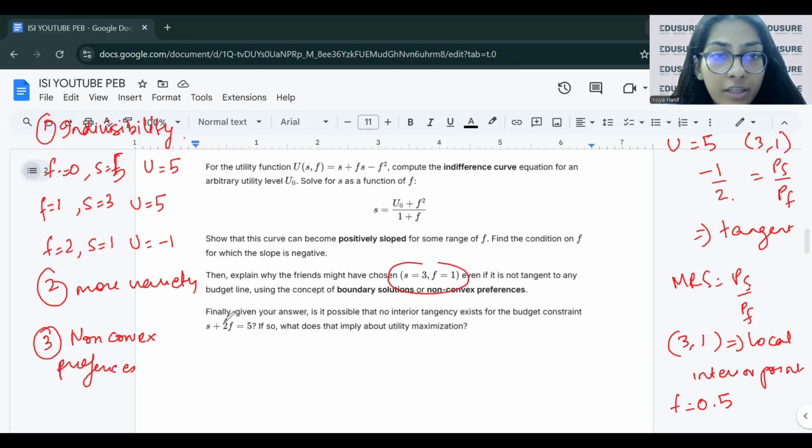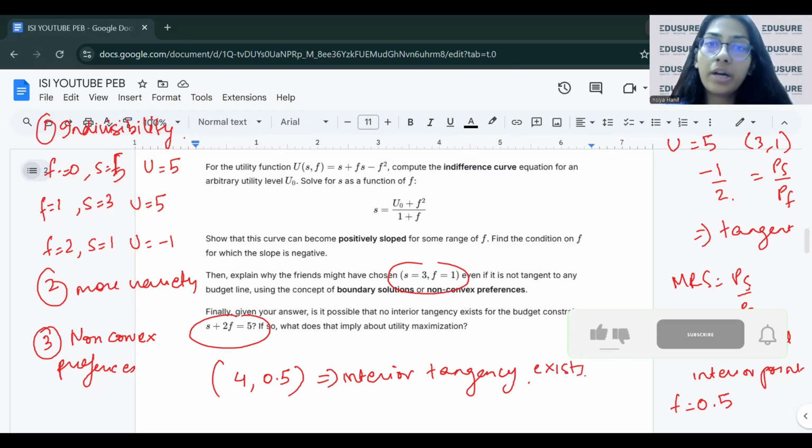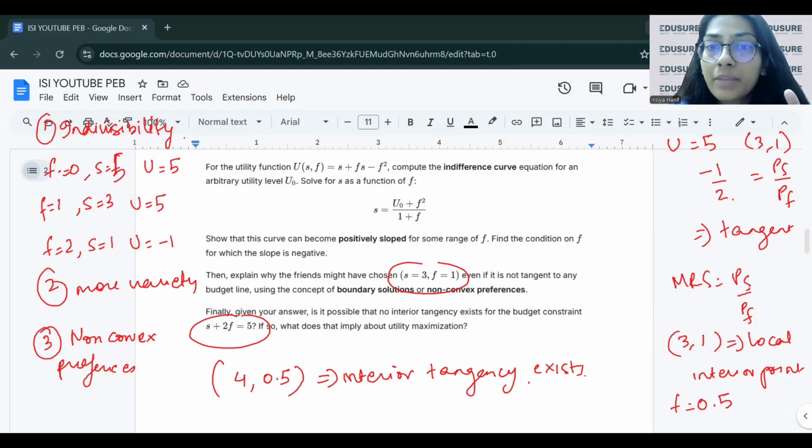Okay. And the final thing, finally given your answer, is it possible that no interior tangency exists for the budget constraint? If so, what does that imply about utility maximization? So the answer is no. We already found out, right, where 4,0.5 was the point, right? Here an interior tangency exists, right? It exists. Okay? So if the friends chose 3,1, it is not because no interior tangency exists. Okay? It is not so, because we have already seen it. So they must have chosen it because of interior constraints or non-convexity, leading to a different optimum, and basically under discrete choice. Right? So that is the entire solution of this question.